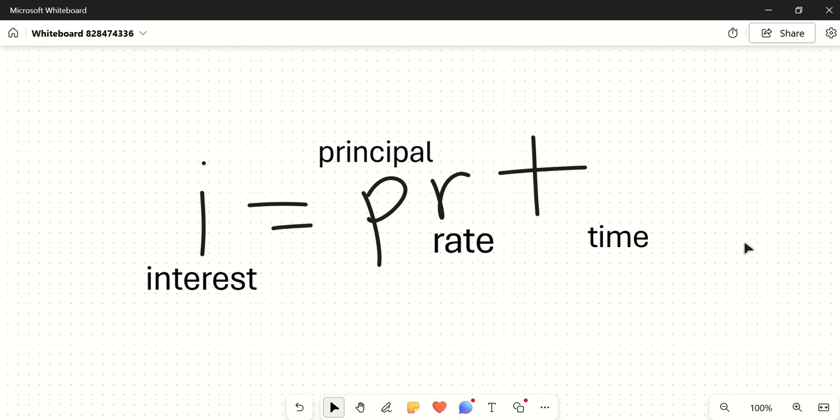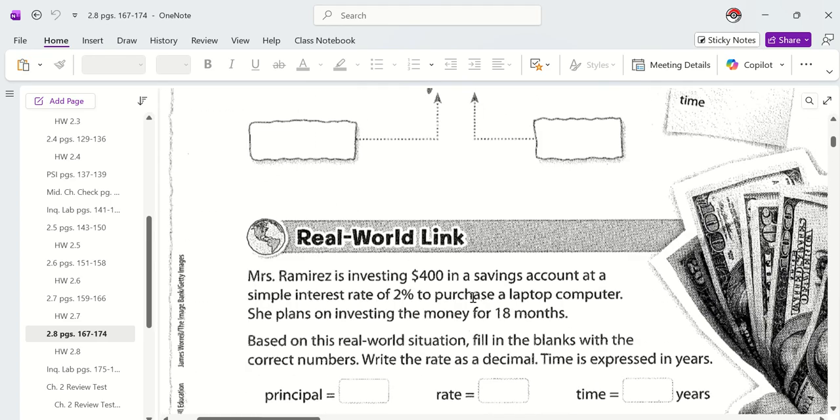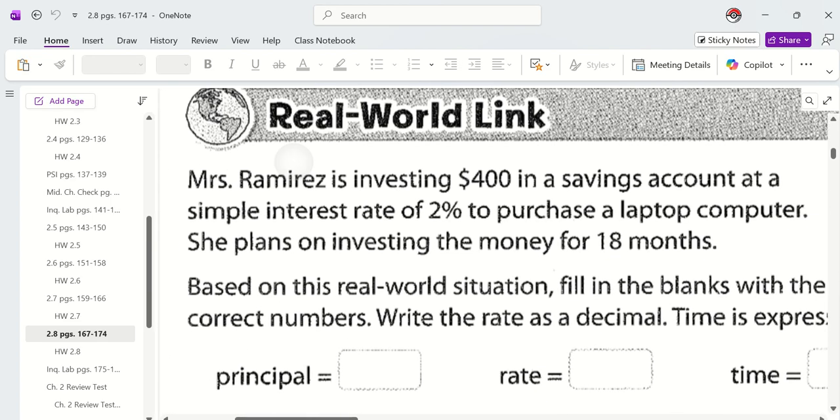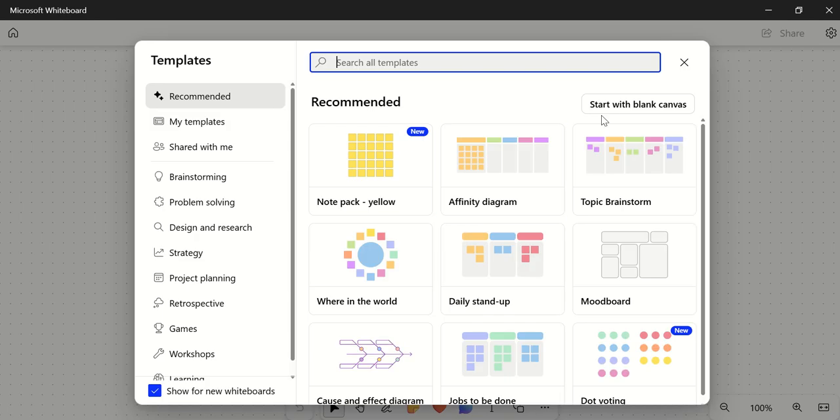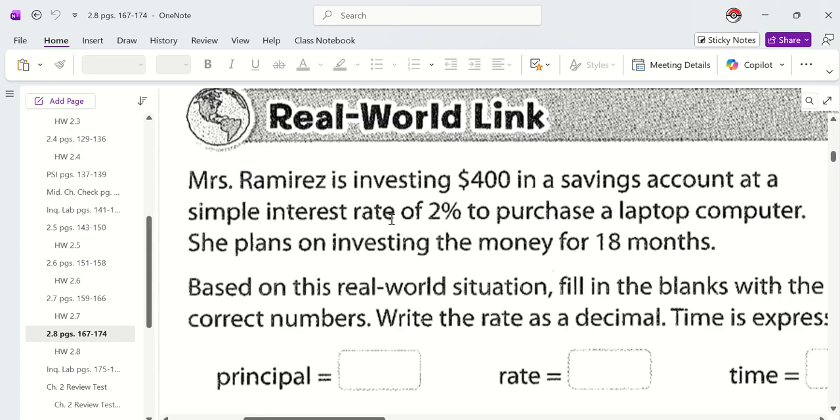Okay? So, let's break this down even further. Let's go to an example. An example here would be Mrs. Ramirez is investing $400. So this is going to be the very first thing we need to do. Is she borrowing money or is she depositing money? The word investing. She's putting it into an account. So make sure you guys put that in your notes. The word investing shows up, that means that they're going to be making money on top of their money.